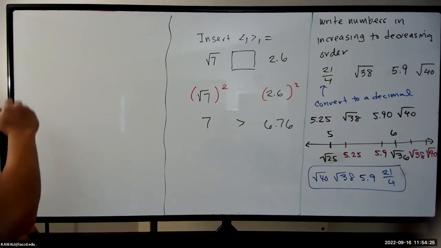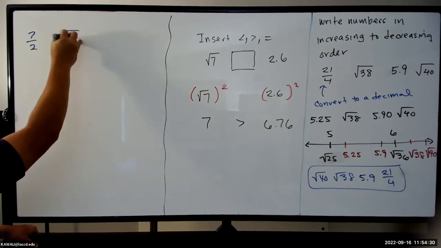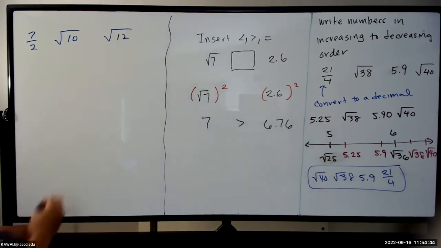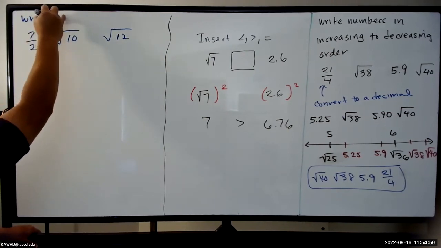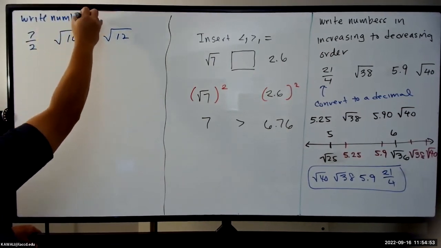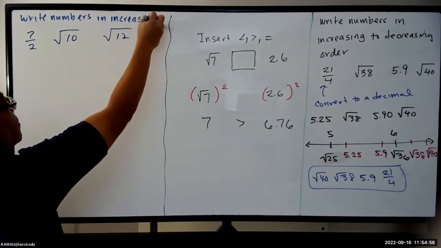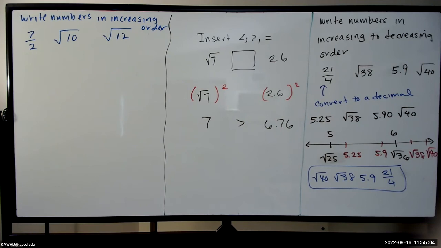Okay, so let's try another one. Let's try 7 over 2, square root of 10, and square root of 12. And then we'll say write numbers in increasing order. Okay, so this time I'm telling you go from small to big.